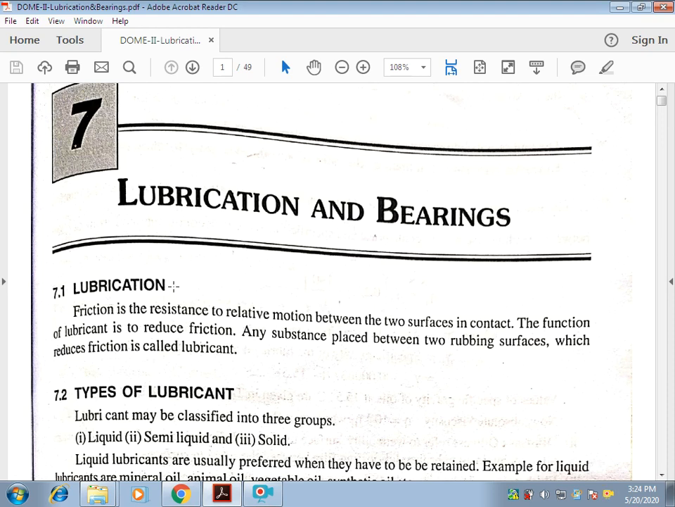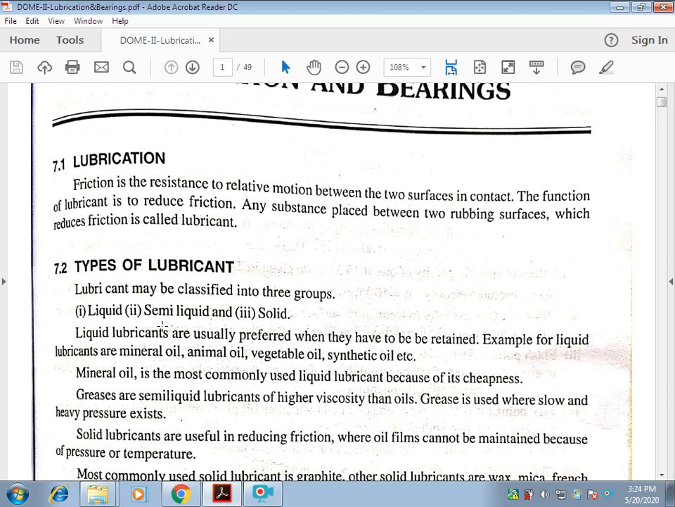Lubricant is different, lubrication is different. Lubrication is a process. Lubricant is a substance. Types of lubricant: liquid, semi-liquid, solid. Liquid lubricants are used properly when they have to be retained. Examples for liquid lubricant are mineral oil, animal oil, vegetable oil, synthetic oil.